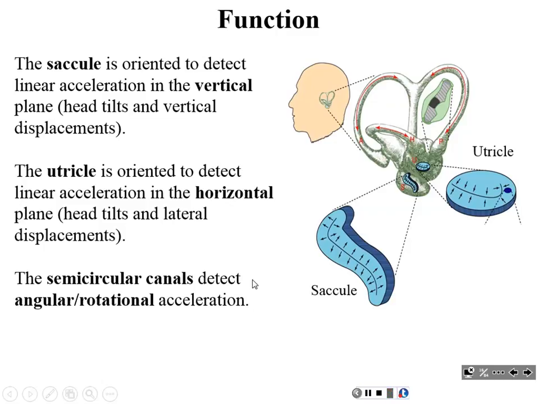So, the saccule is oriented in such a way that it's going to detect linear acceleration in the vertical plane. So it's going to detect head tilts and vertical displacements. Okay? So it's located like this. So any movement up and down or tilts that are linear acceleration is going to be detected by the saccule. The utricle is located like this. So it's going to detect linear acceleration in the horizontal plane and tilts of the head. So far, so good. It's going to get more complicated.